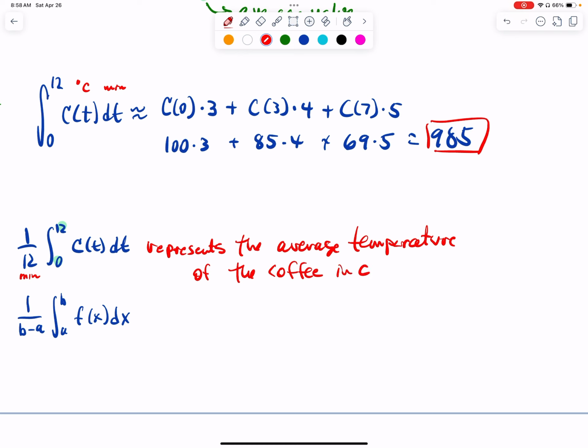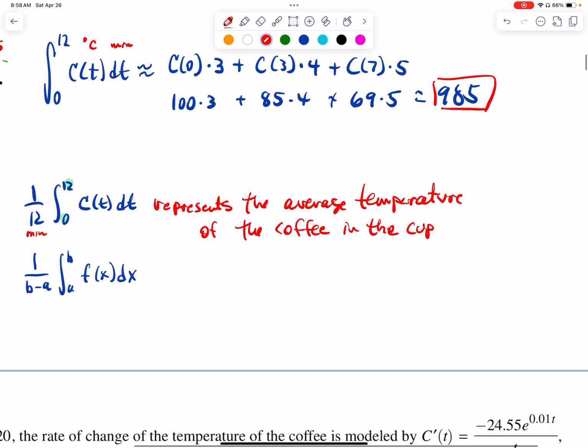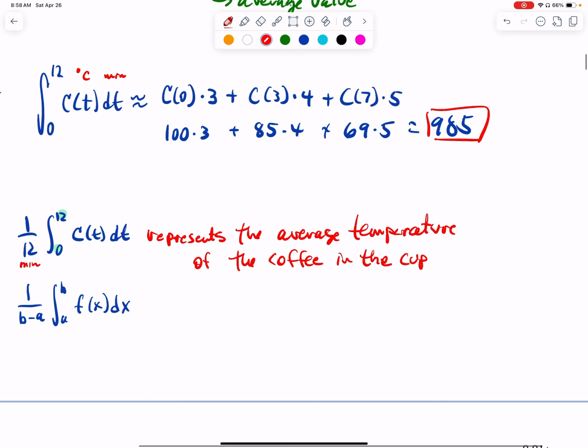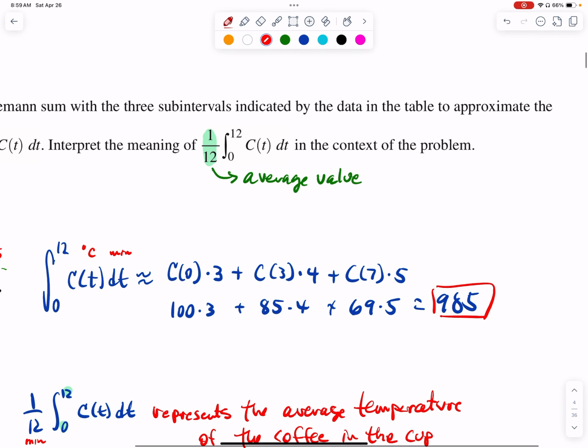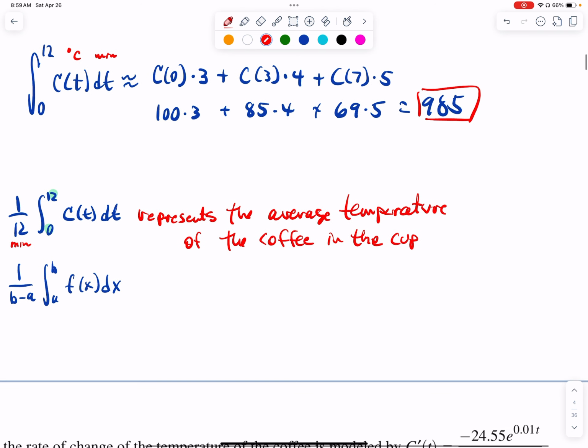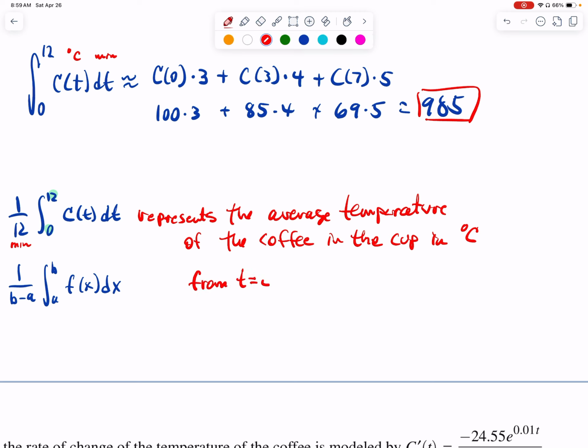It's in a cup, isn't it? In the cup. And I don't think that's enough. I think that you do need to include the time interval. So it represents the average temperature of the coffee in the cup in degrees Celsius from t equals 0 minutes to t equals 12 minutes.